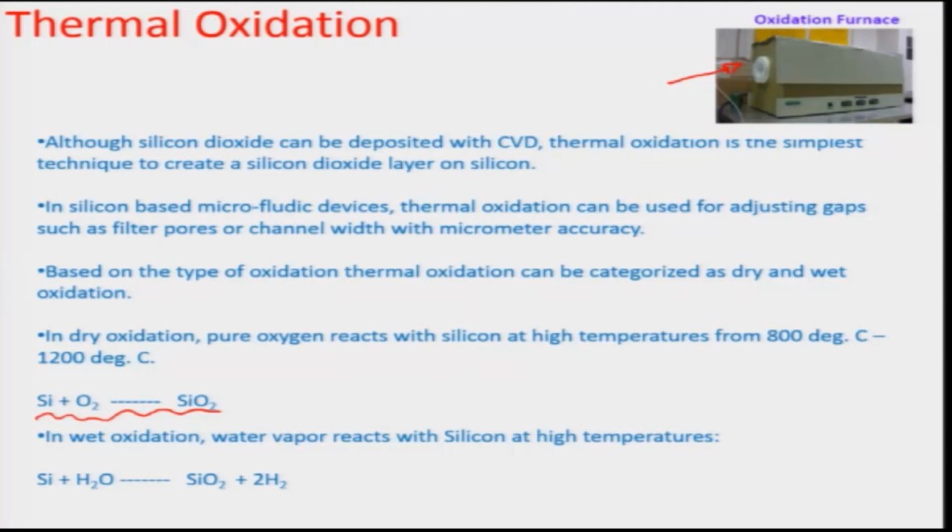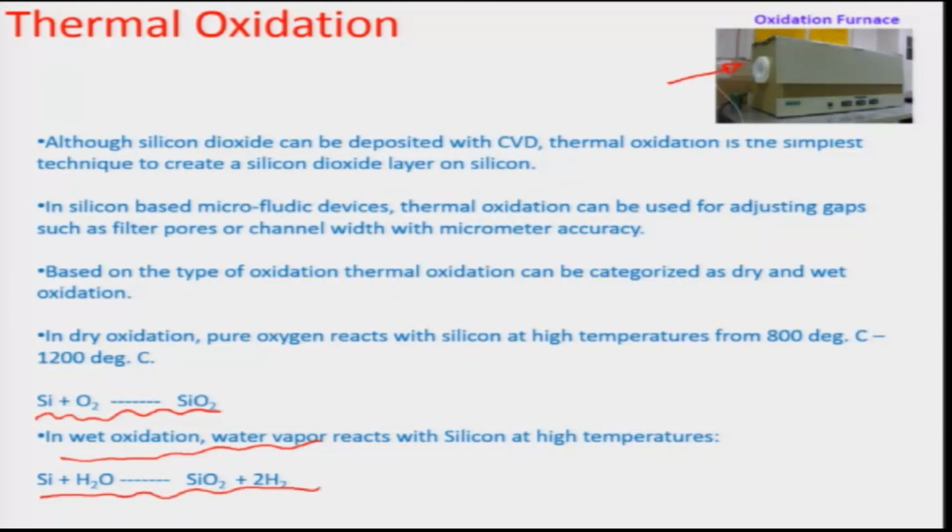Further, the oxidation can be dry or wet. If you may recall, in the wet oxidation case, there is a small bottle trap which is heated up, through which the oxygen is flown, so that you have enough moisture content in the oxygen, and the reaction is a lot faster.